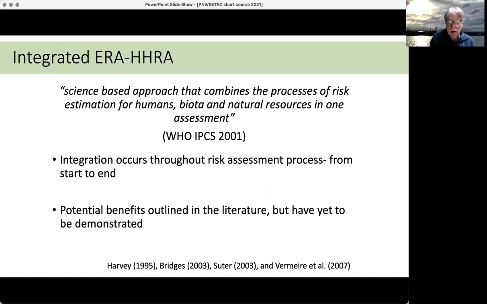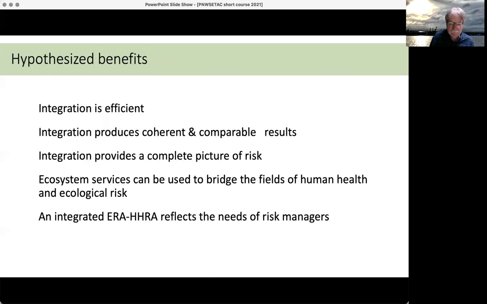An integrated ecological and human health risk assessment is defined as a science-based approach that combines the processes of risk estimation for humans, biota and natural resources into one connected piece. Integration occurs through the risk assessment process, and people talk about the benefits, but you find very few case studies that actually demonstrate this integration. The benefit is that the integration is efficient and produces coherent, comparable results. The integration provides a complete picture of risk.